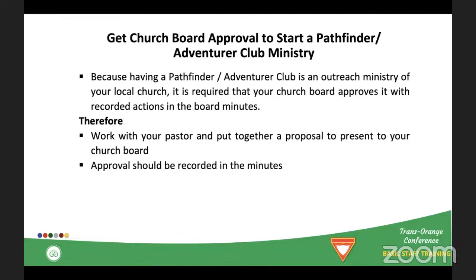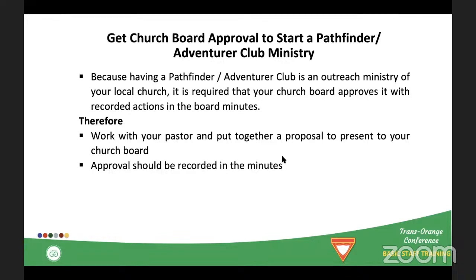Because having a Pathfinder or Adventurer Club is an outreach ministry of your local church. Yesterday, when Pastor Masuku was presenting, he was presenting on outreach. And now we understand that these clubs, Pathfinder and Adventurer, are outreach ministry. It is required that your church board approves it. And it must be recorded in the minutes that on this particular date, we approved that we are going to have a Pathfinder or Adventurer Club. Therefore, work with your pastor and put together a proposal to present to a church board. Approval should be recorded in the minutes.